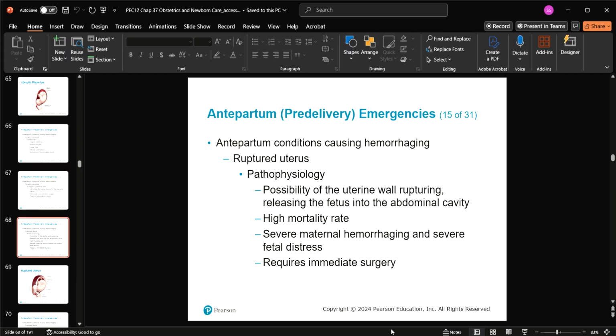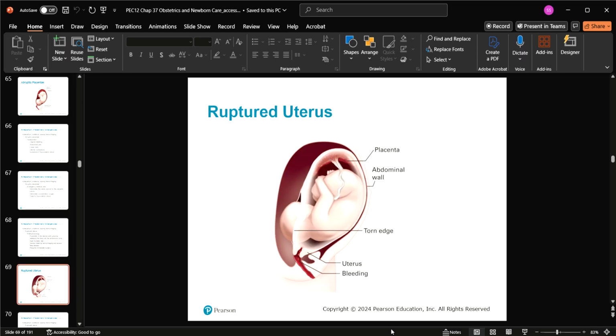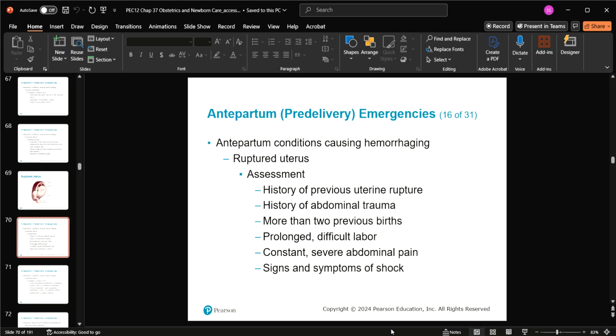Ruptured uterus, so a tear in the uterine lining. So you may have an infant that has torn through the uterine lining. Okay, this is going to cause pretty severe bleeding as well, and the patient can also go into shock due to it.